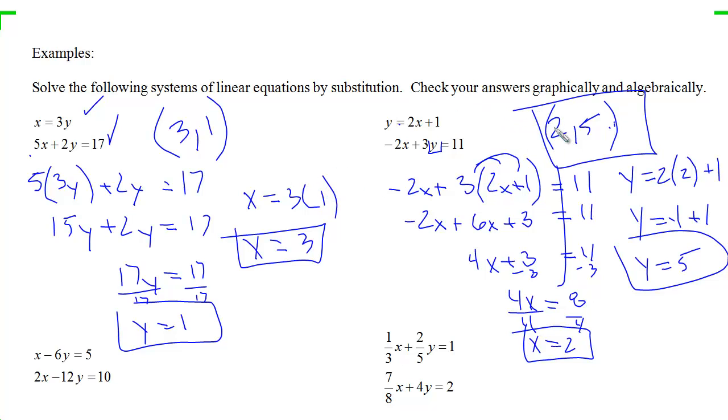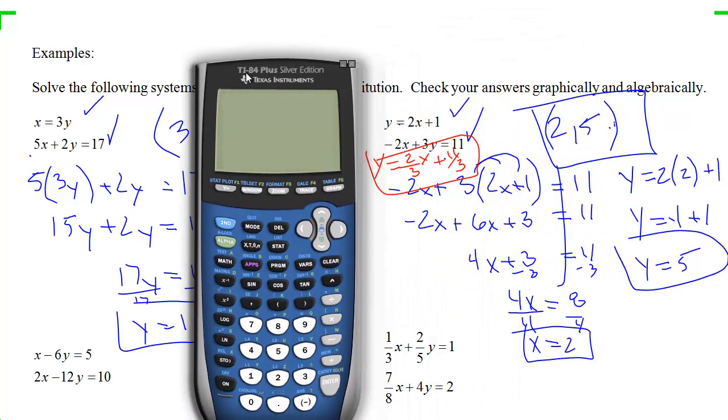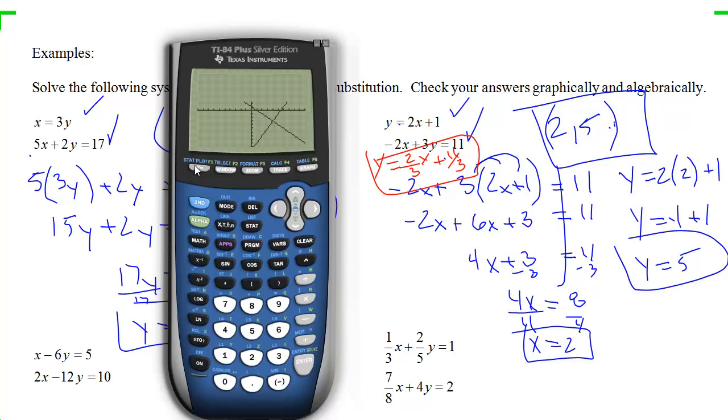And I can double check those. Negative 2 times 2 is negative 4, plus 3 times 5 is 15, negative 4 and 15 is 11. So that checks as well. If I want to graph this, again, I need to solve this one for y, so I add 2x divided by 3. This would be y equals positive 2x over 3 plus 11 thirds. So that's my equation. I'll just pull up the calculator here and we'll take a look at it. So 2x plus 1.